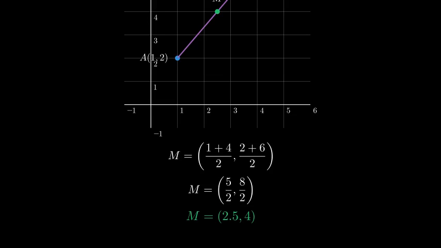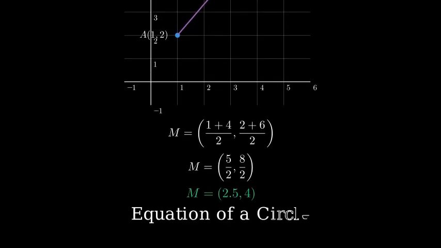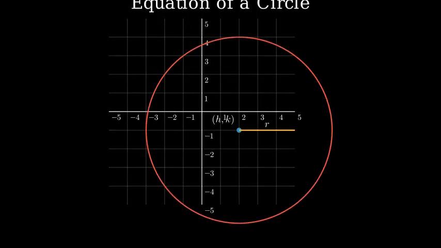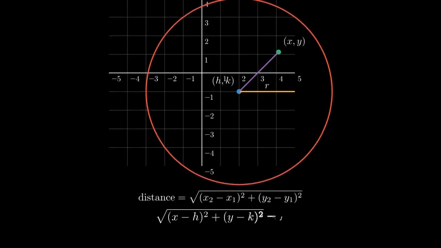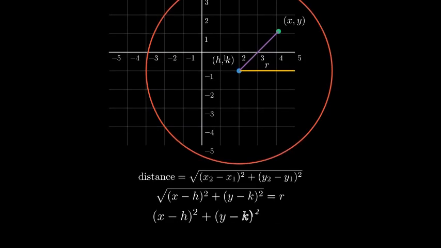Now, let's move on to the equation of a circle. A circle is the set of all points in a plane that are at a fixed distance, called the radius, from a fixed point, called the center. Let's say we have a circle with center at the point (h, k), and radius r. For any point (x, y) on the circle, the distance from this point to the center must equal the radius. Using the distance formula, the distance from point (x, y) to the center (h, k) equals r, which gives us the square root of (x minus h) squared plus (y minus k) squared equals r. Squaring both sides, we get the standard form of the equation of a circle: (x minus h) squared plus (y minus k) squared equals r squared.